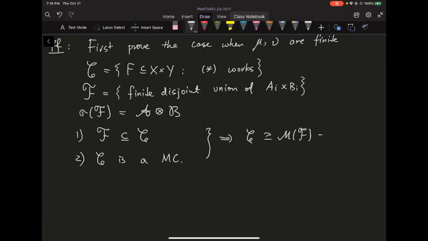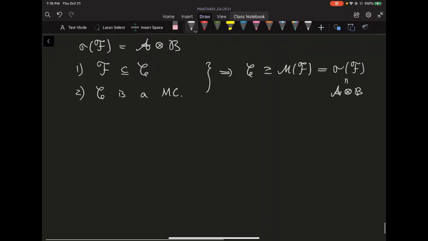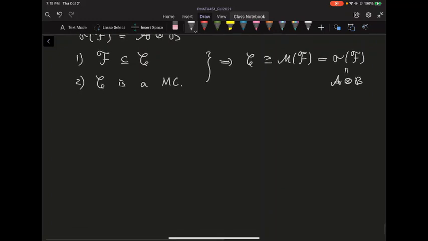And there's a theorem from last lecture, where we skipped a lot of detail, but the idea is that the smallest monotone class containing an algebra is just the sigma algebra it generates. And I know the sigma algebra it generates is the product sigma algebra. So that will finish the proof. So C will contain these A cross B. All right, so let's prove these two things basically.